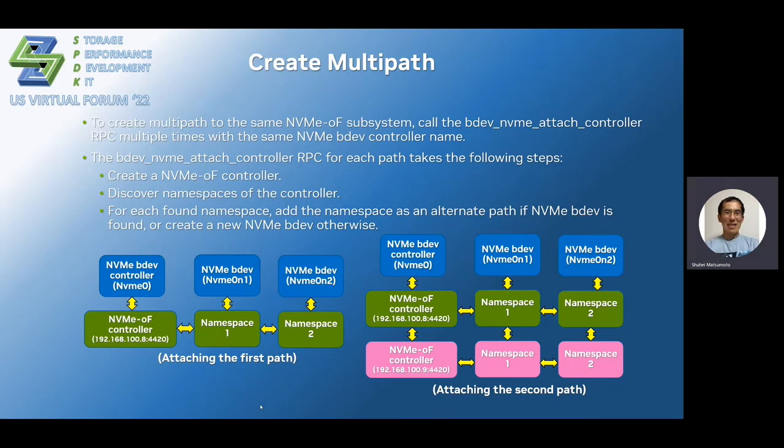For each path, a few steps are executed. First, create a controller. Then discover the set of namespaces presented by that controller. For each found namespace, we attempt to match it with an existing bdev. If a bdev is found, we add the given namespace to the bdev as an alternate path. If no bdev is found, we create a new bdev. The diagram in this page shows the image of one simple multipath configuration.